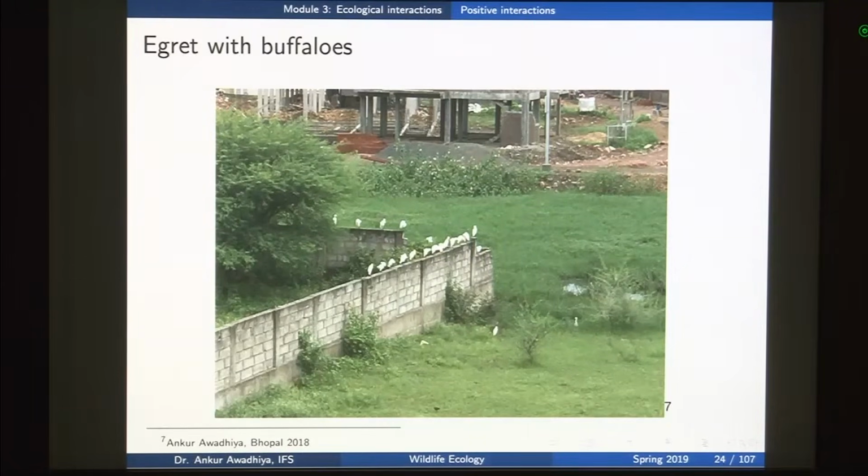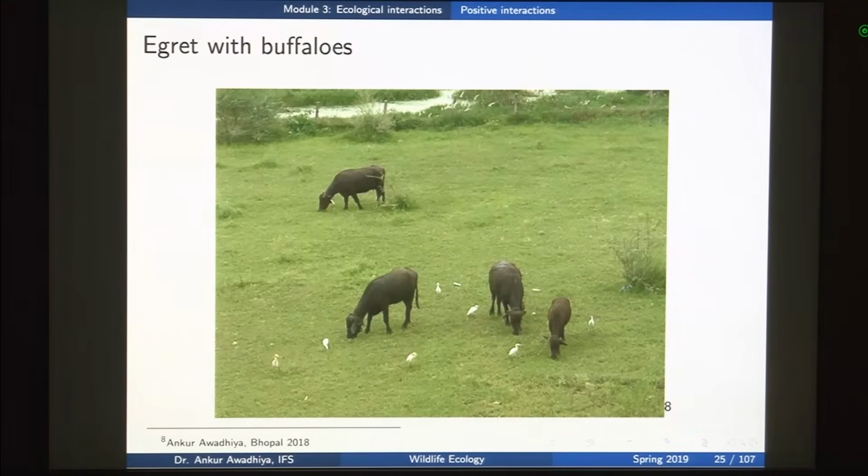Now, one day when it was a weekend and I was there at home, so I observed that around 10:30 or 11, we used to have some buffaloes that came up to these grounds, and immediately when these buffaloes came here, the egrets came down and started feeding on the grass. Now, what is happening here?